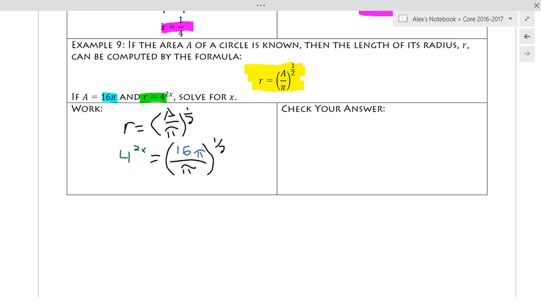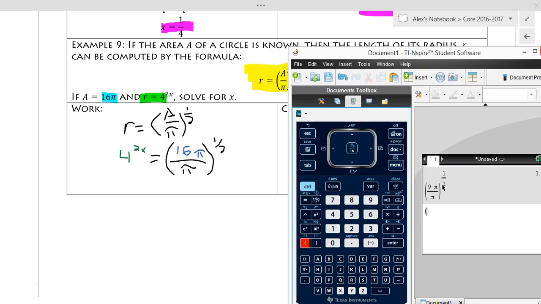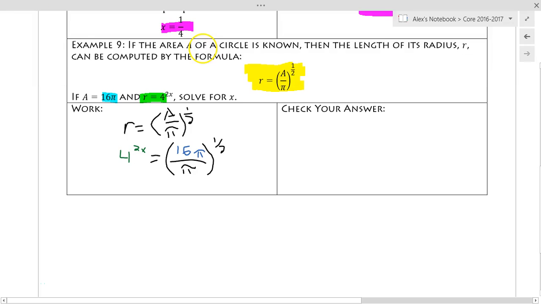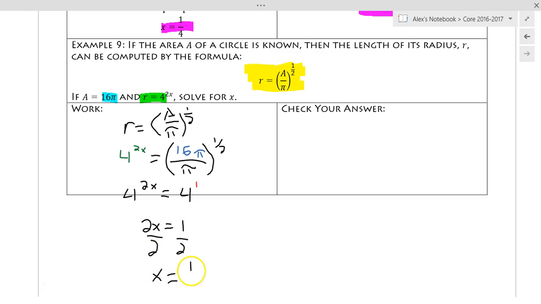Okay. So now I'm going to type this right hand side into my calculator. I have 16 pi divided by pi to the 1/2. And if you see, we get 4. So I have 4 to the 2x equals 4. Now, these are the same base, and this technically has an exponent of 1. So really this is 2x equals 1. Divide both sides by 2. X equals 1/2.